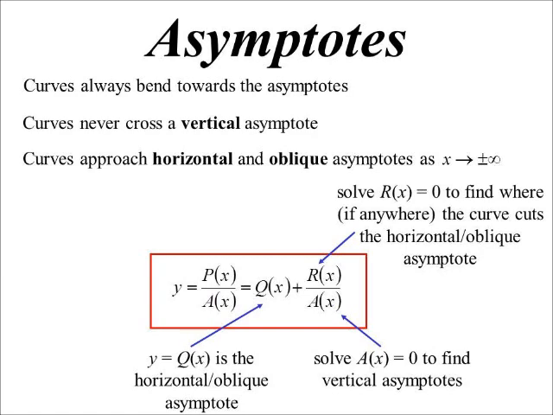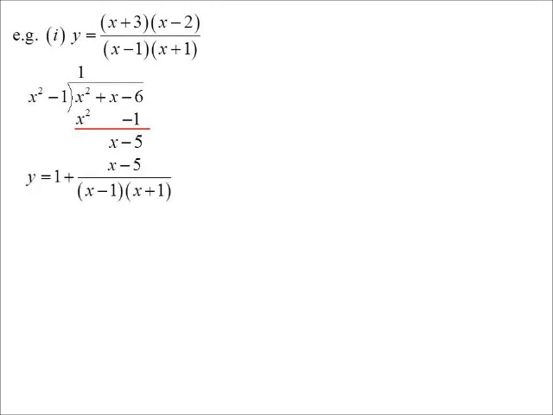Let's try it with this one. Now I've factorized it all to make life a little bit easier. When we look at this particular curve, let's do the polynomial division, because you'll notice it is a quadratic on top and a quadratic on bottom. So in order to do the division, I need to expand it out. The bottom's actually x squared minus 1, the top's x squared plus x minus 6. So x squared goes into x squared once, and we end up with a remainder of x minus 5. We've done our polynomial division, which means we can rewrite this function as 1 plus (x minus 5) on (x minus 1)(x plus 1).